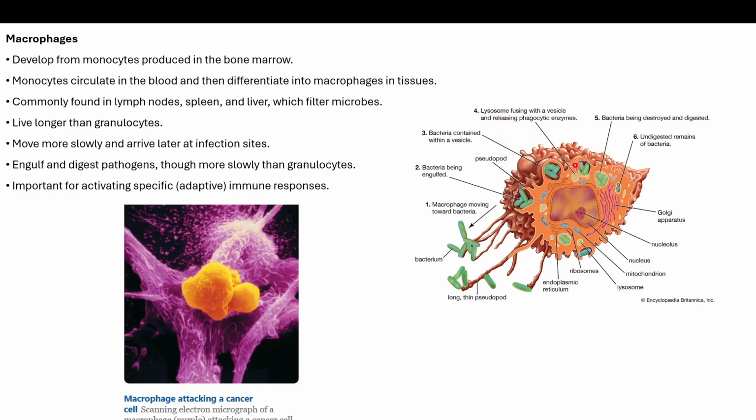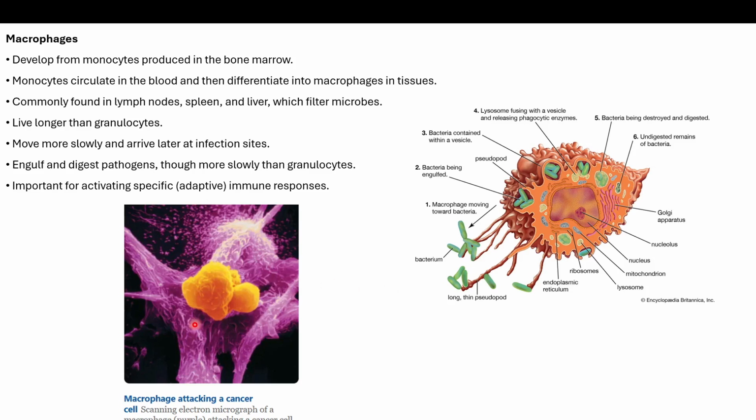Okay. So once the lysosome fuses with the vesicle containing the bacterial pathogen, eventually phagocytic enzymes are released and the bacterial pathogen is destroyed here, as you can see, and digested. And then there are fragments, right, or the remains of the bacterial pathogen which were undigested.